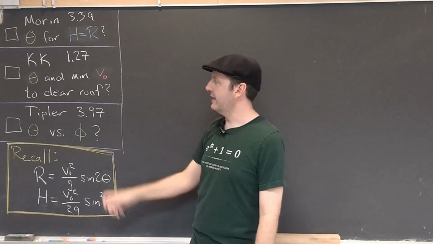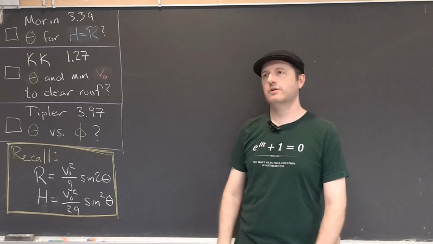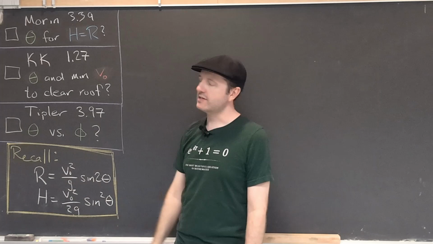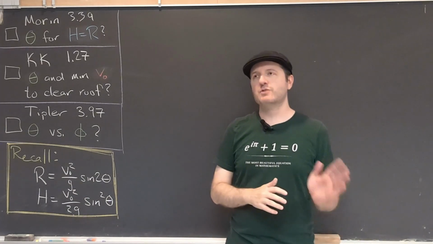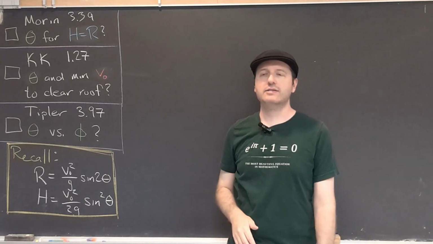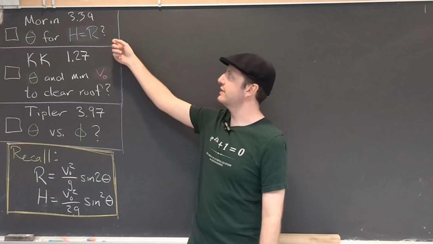And then finally, we'll look at a problem from Tipler and Mosca's more generic lower division physics textbook. This is problem 3.97, which asks us, what is the relationship between the launch angle theta and the angle of elevation of the apex? I'll draw a diagram for that. Okay, let's go ahead and start with this first problem.